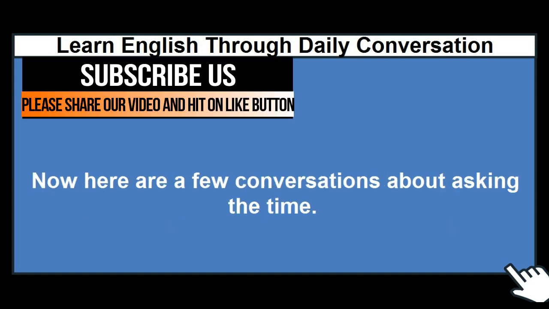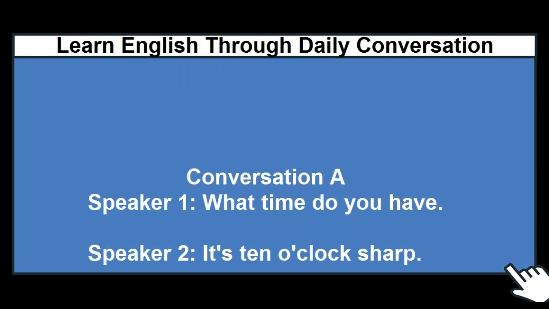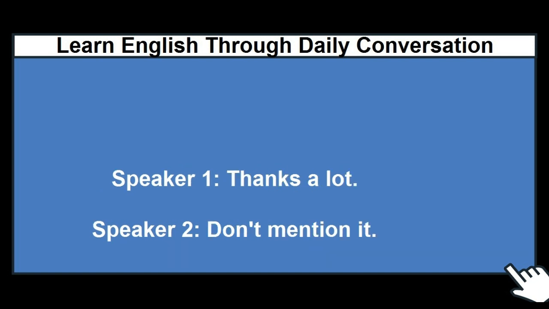Now here are a few conversations about asking the time. Conversation A. Speaker 1: What time do you have? Speaker 2: It's 10 o'clock sharp. Speaker 1: Thanks a lot. Speaker 2: Don't mention it.